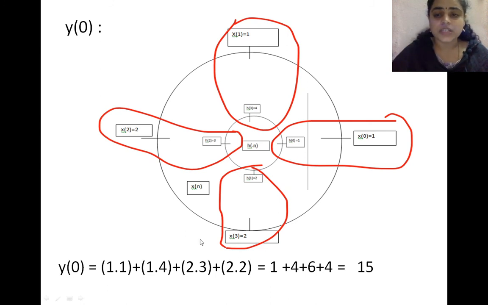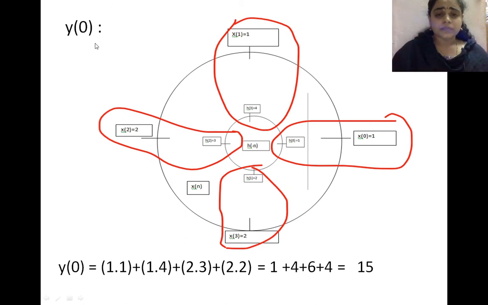y of 0 is equal to h of 0 into x of 0, 1 into 1, and then here 1 into 4, 2 into 3, 2 into 2, like this. Grouping them, multiplying these values, and then adding all the results. So the result will be 1 plus 4 plus 6 plus 4 is equal to 15. Like this we are able to find y of 0.